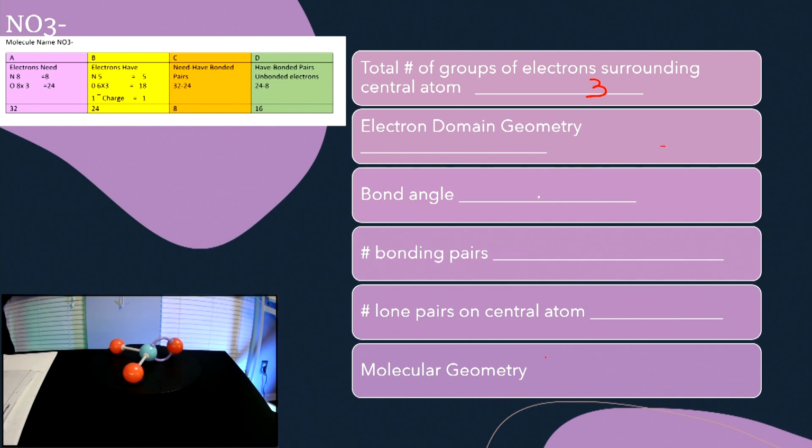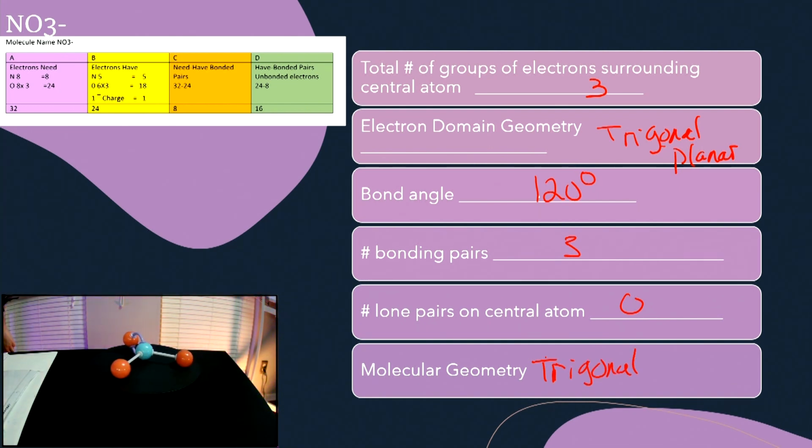The electron domain geometry for that is going to be trigonal planar. And the bond angle is going to be 120 degrees. Now, how many bonding pairs exist between the central atom and the outer atoms? That's going to be 3. We have 0 lone pairs. So the molecular geometry is also going to be trigonal planar. So that is a molecule of nitrate, a polyatomic ion.